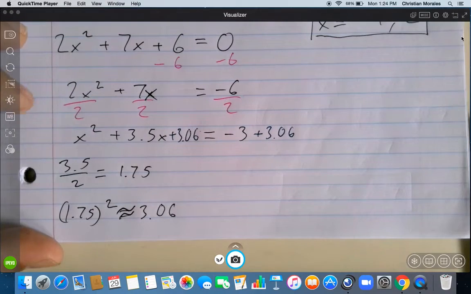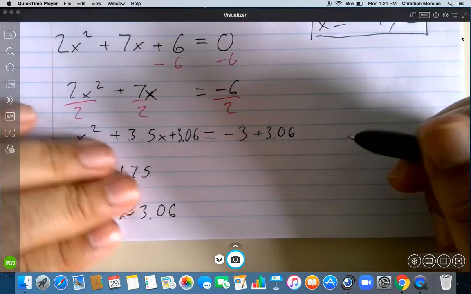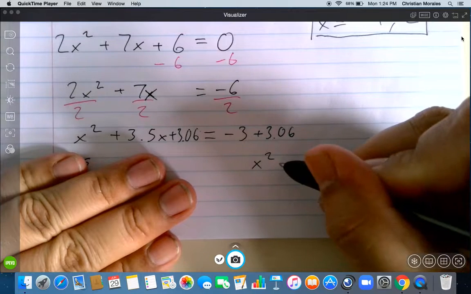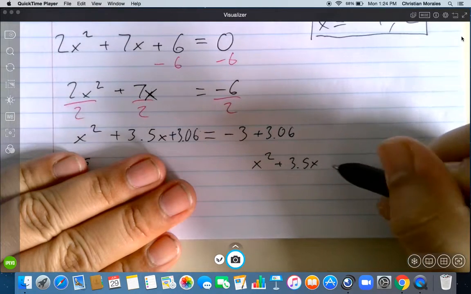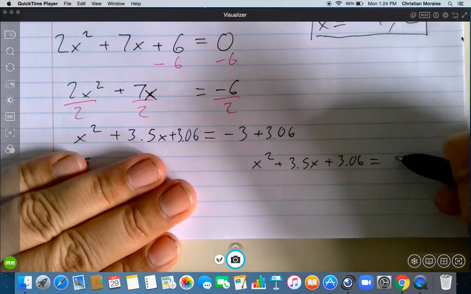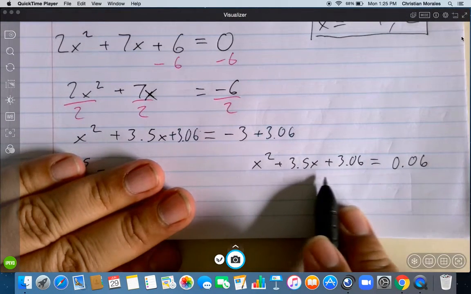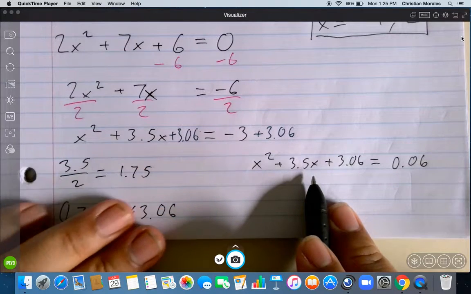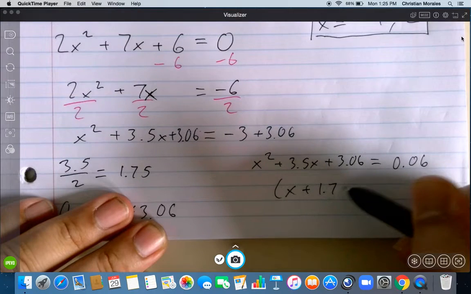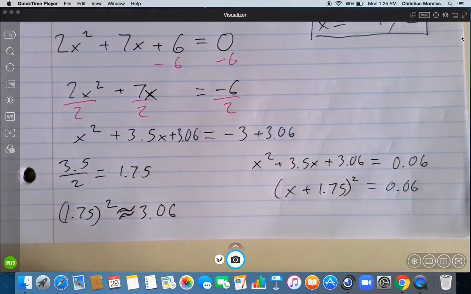Okay. Now, do that. Your new problem becomes, right, x squared plus 3.5x plus 3.06 equals 0.06. Well, this is fun. Turn this into a perfect square or into a factored form with this number. X plus 1.75 squared equals 0.06. And now I'm just solving.